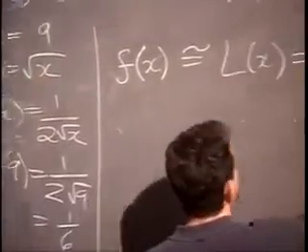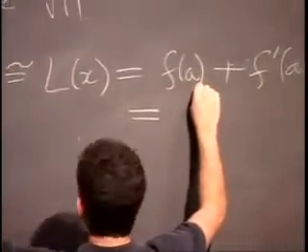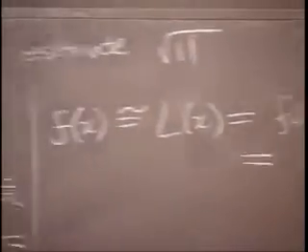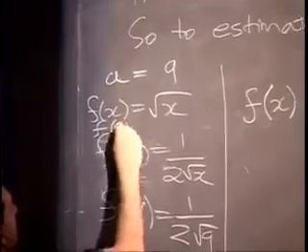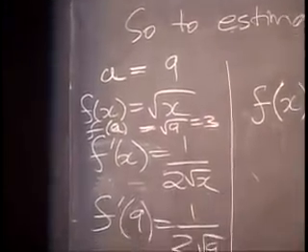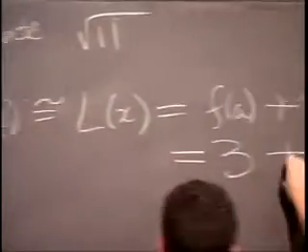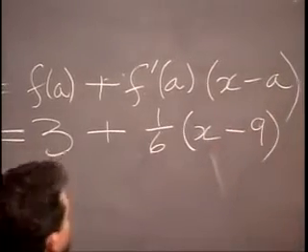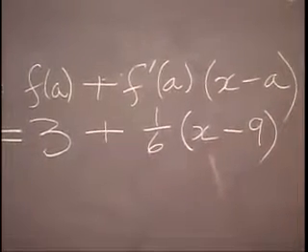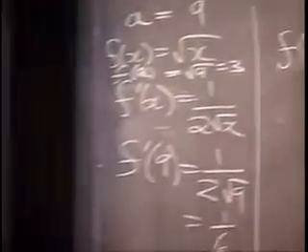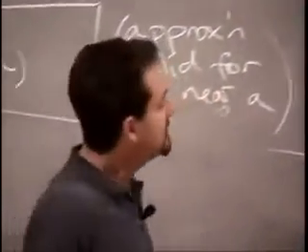You see, f of a is just square root of 9. f of 9, f of a equals root 9 equals 3. So this is 3 plus the derivative 1/6 times x minus 9. And actually, even though before I wrote it as 1/6 x plus 3 halves, I kind of like this form better. I like it unsimplified, because this really shows you that it's 3 and a bit.